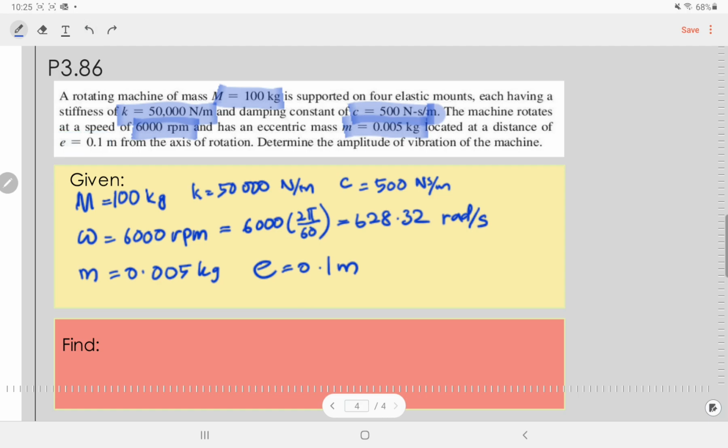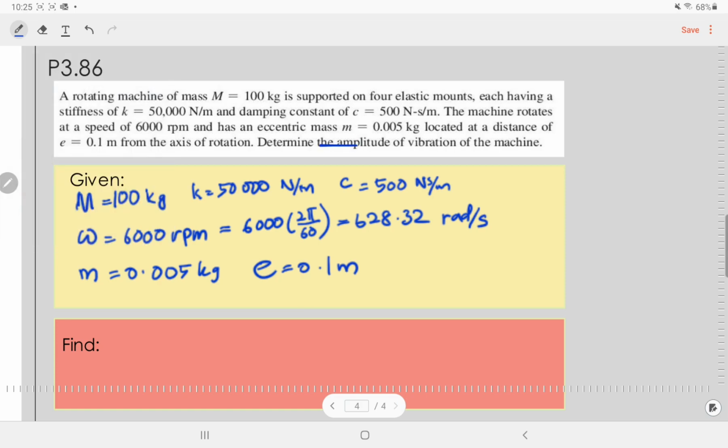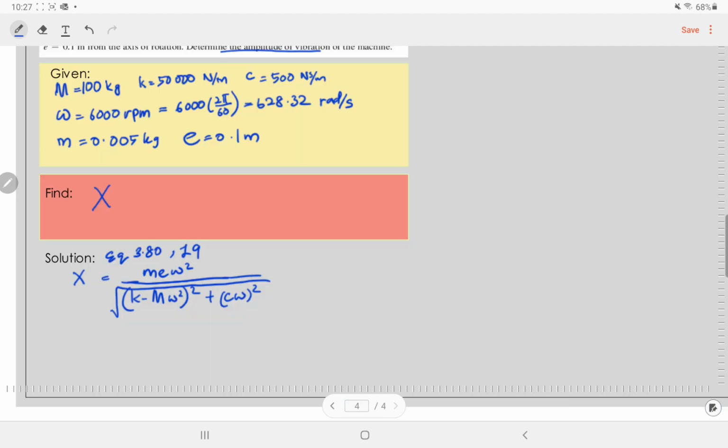Then what you want to do is determine the amplitude of the vibration. What is meant by amplitude of vibration here is that you want to find your capital X. So let us start the solution.